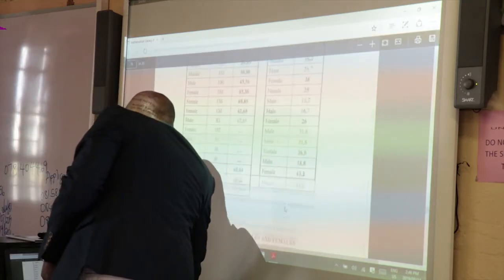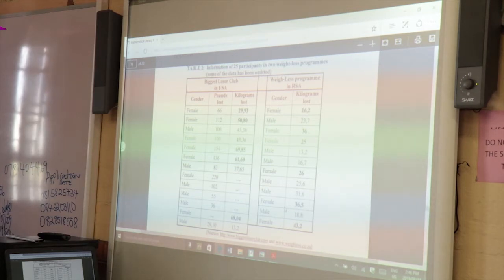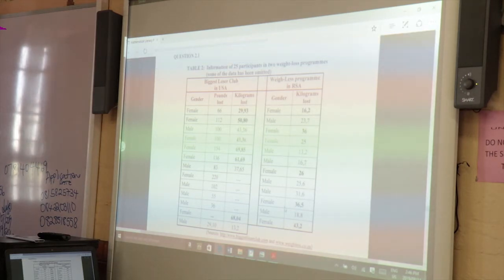So how do we calculate the median? How do we calculate the median points?